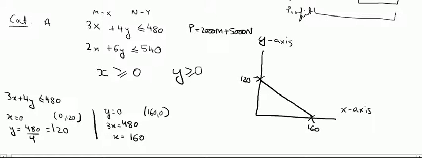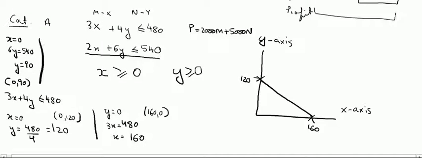The second equation is 2x plus 6y is less than or equal to 540. If x is equal to 0 for the second equation, 6y will be equal to 540 and y will be equal to 540 divided by 6, which is equal to 90. So one of our points will be (0, 90). And what about the second point?